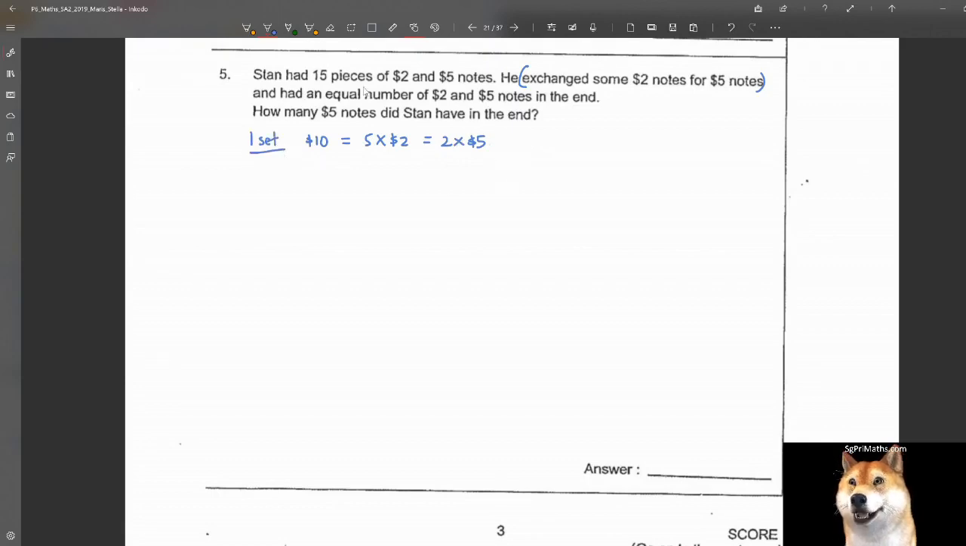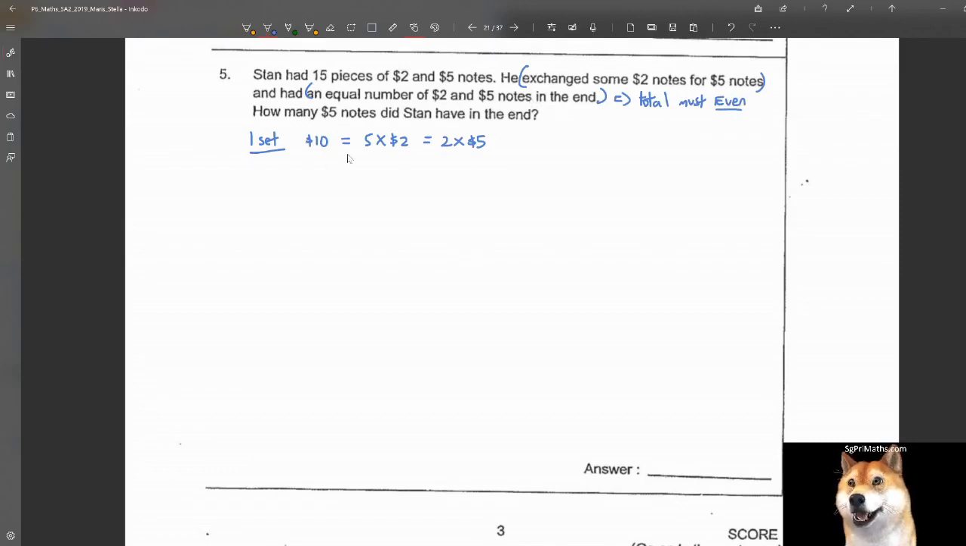The question also states that there is an equal number of $2 and $5 notes in the end. What this means is that the total number of pieces, if there's an equal number, must be even. So it can be split into $2 and $5 notes equally.